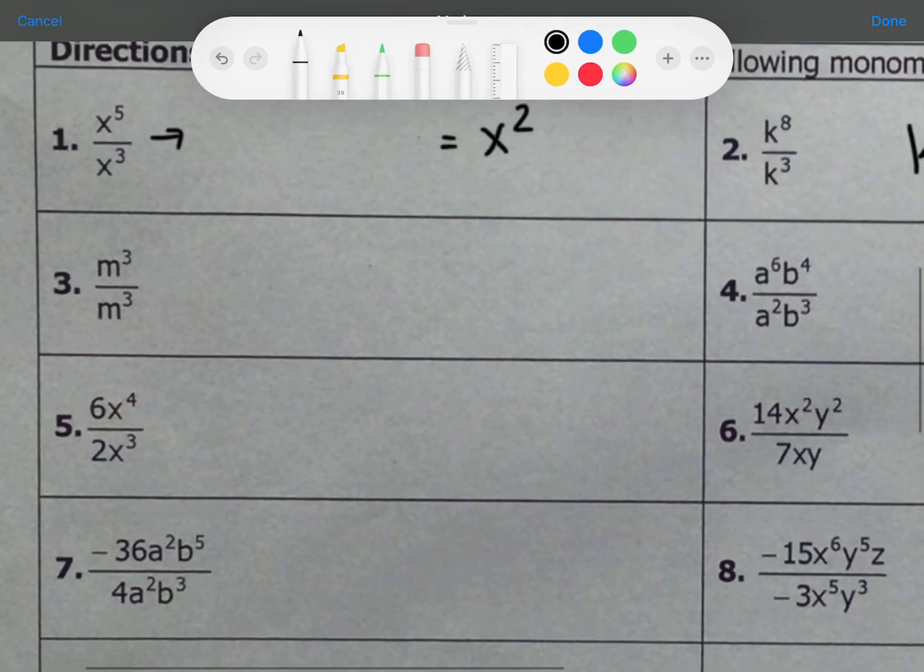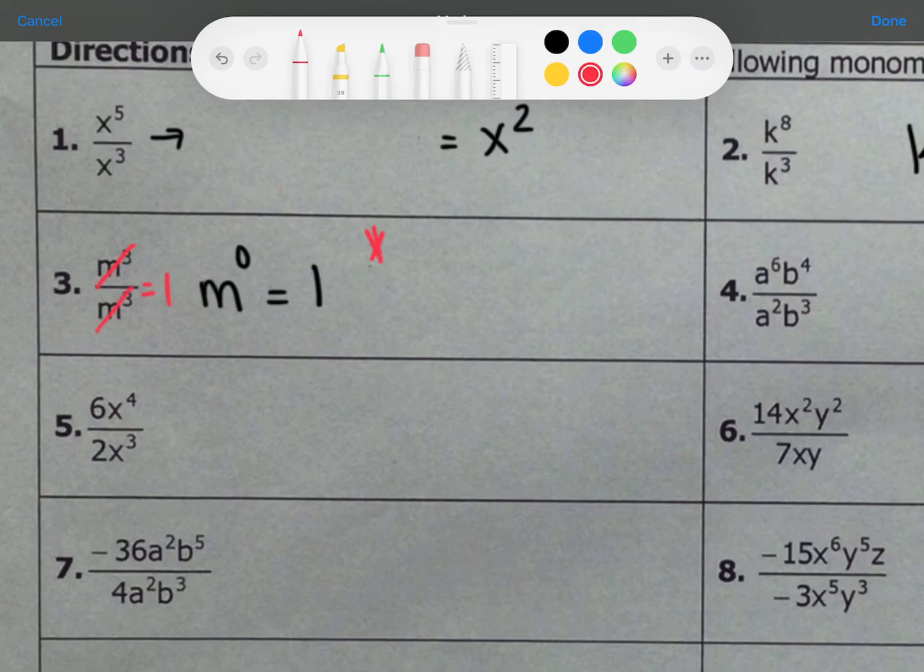Number 3, keep your M. 3 take away 3 is 0. We're not going to leave it like this. Anything to the 0 power equals 1. Because really, these two are going to cross out like that, and you guys are going to be like, oh, what do I put? What do I put? Well, that equals 1. Right?